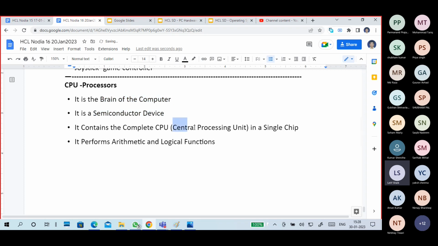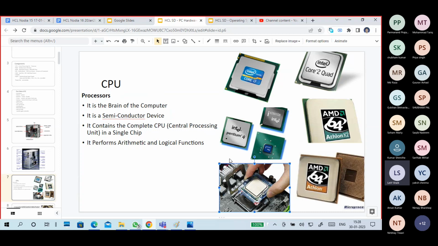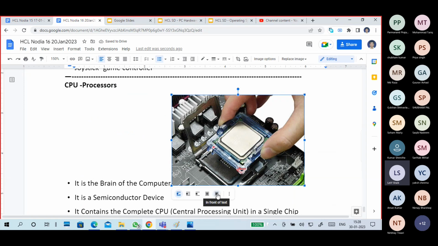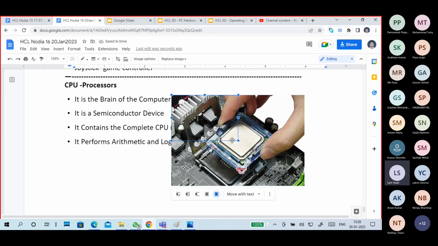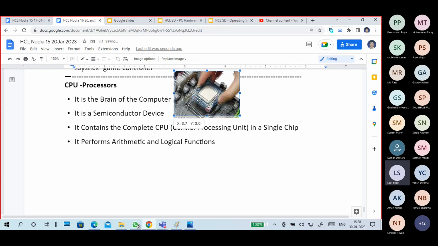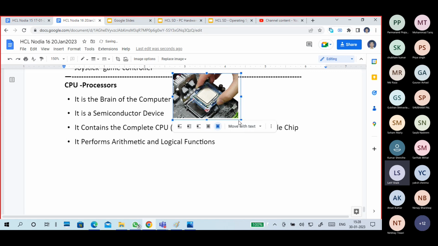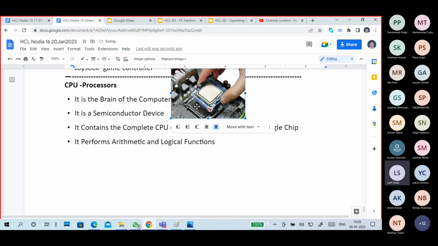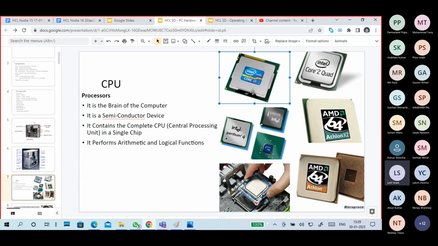It is a semiconductor device. CPU means central processing unit. It's a simple chip. It performs arithmetic and logical processing. If you see these pictures, the CPU is a simple single chip only, not a cabinet, guys. Okay, he is inserting the CPU into the motherboard. Like that you can see different CPUs from here.